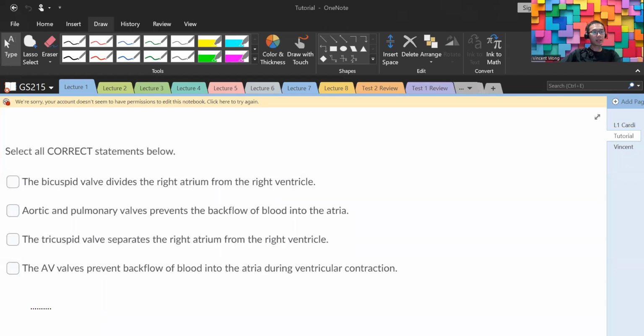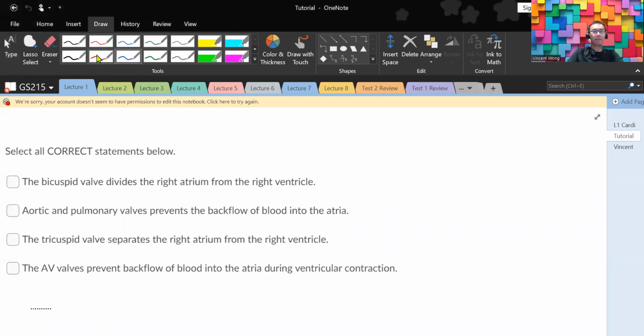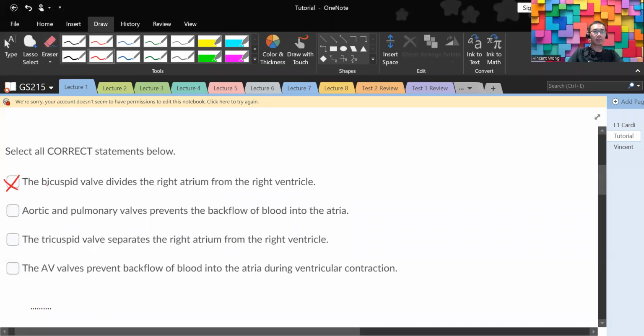All right, it looks like 2, 3, 4 are quite popular choices. Let's find out which ones are correct. The bicuspid valve divides the right atrium and the right ventricle. That one is not correct because it should be the tricuspid, right? Okay, next one. Aortic and pulmonary valves prevent the backflow of blood into the atria.